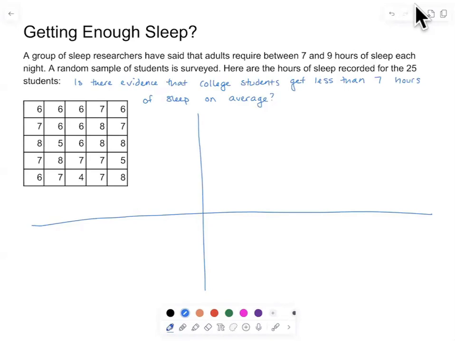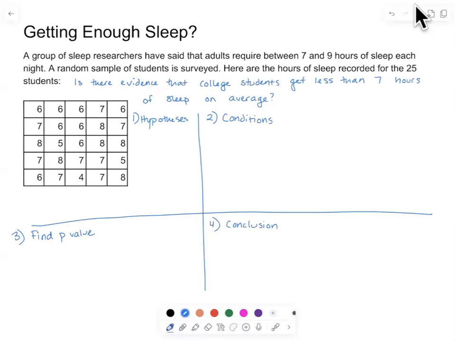Okay. Now, the four steps are the exact same steps they were before. We're going to come up with some hypotheses. We're going to check some conditions. We are going to find a p-value. And we're going to state our conclusion. So just like before. Now let's start with our hypotheses.